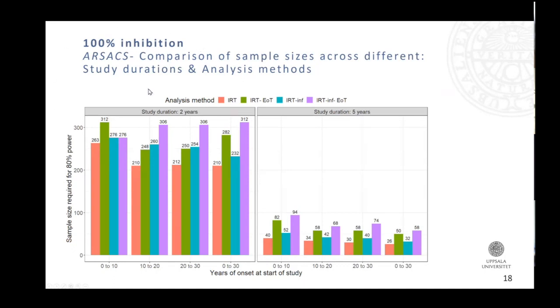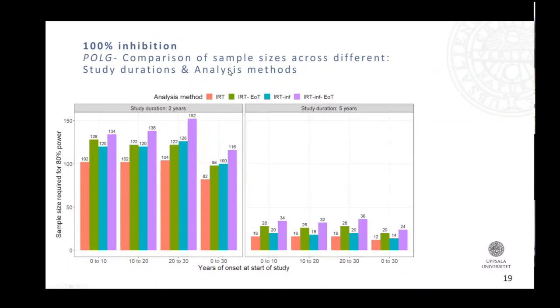So the number needed is dependent on the progression rate. The higher the progression rate, the fewer individuals we need for a disease-modifying treatment trial. One subtype of those 10 most common was POLG, and if we look at the data, less than half the size is needed compared to RSACs, which has a lower disease progression rate, but not actually as low as 50% of POLG. It's more like 60-70% of the POLG.